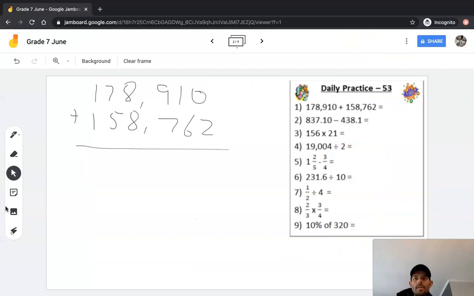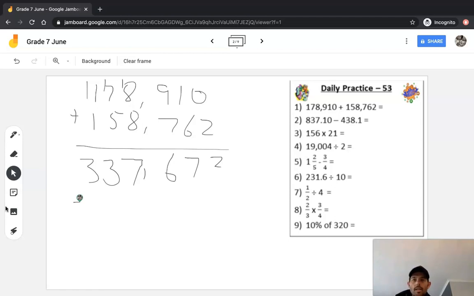Question 1 is 178,910 plus 158,762. Straightforward addition, 0 plus 2 is 2. 1 and 6 is 7, 9 and 7 is 16. We know the decimals must line up. 8 and 8 is 16, plus the 1 is 17. Carry it. 7 and 5 is 12, plus the 1 is 13. And then we have 337,672.